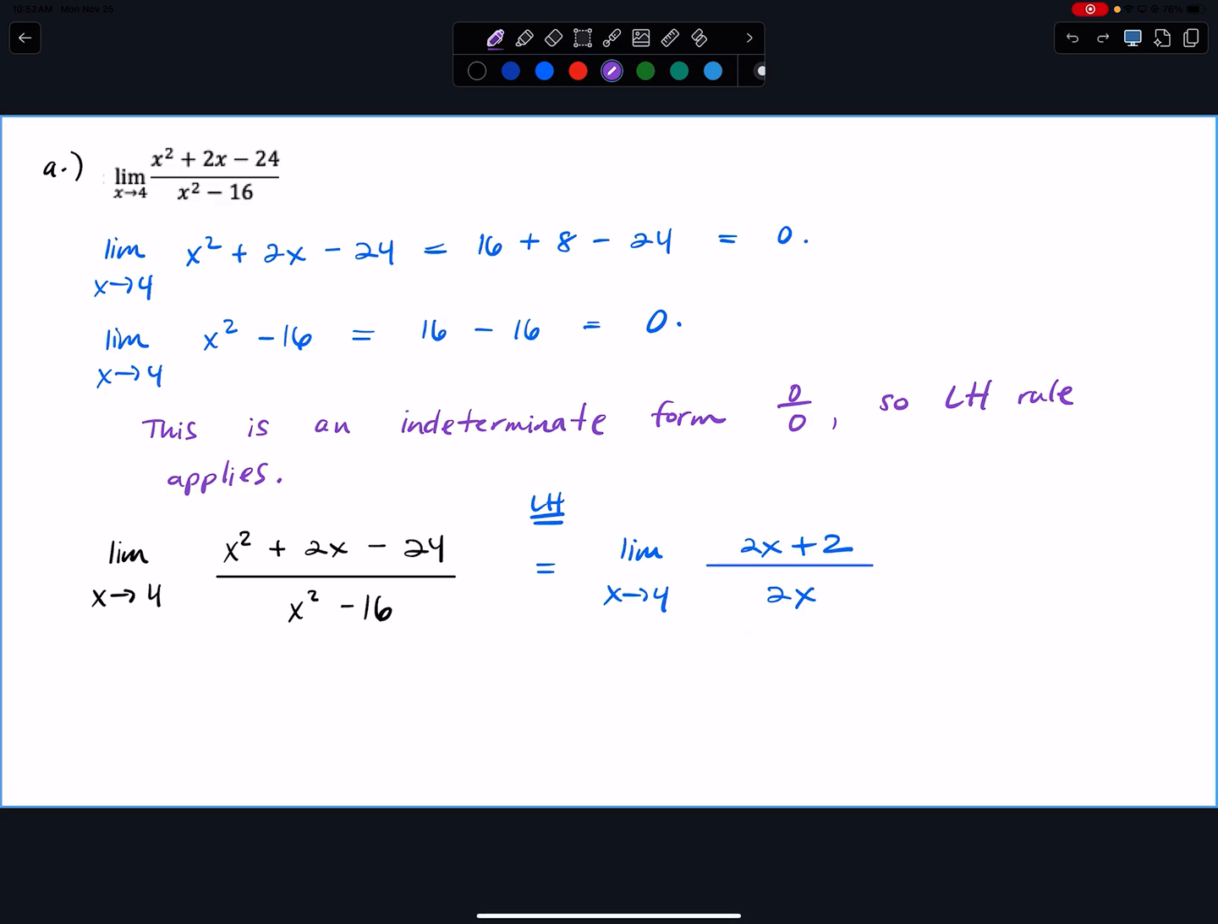Plug in 4. What's 2 times 4? Plus 2. What's 2 times 4? Reduce. We get 5 over 4. Hey guys, guess what? That's the same answer we got in that factoring.